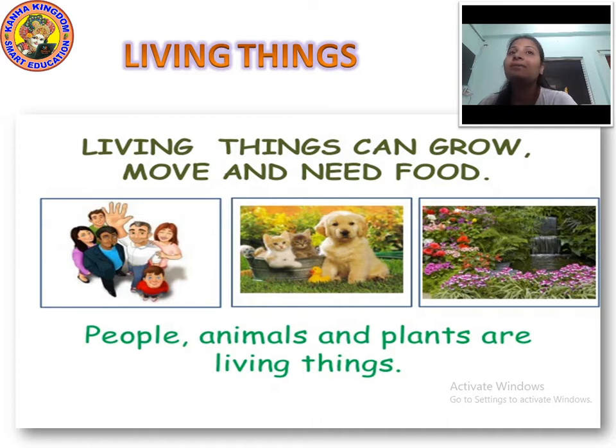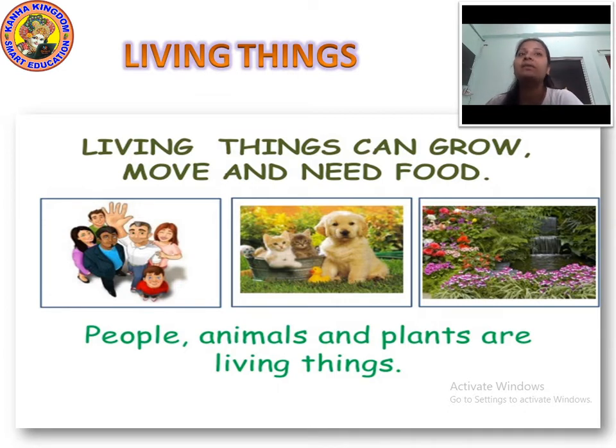Okay. Now living things can grow, move and need food. Every living thing can grow and move. Like we human beings are living things, so we can move anywhere. Like I can move here, I can move there. Why? Because I am a living thing.